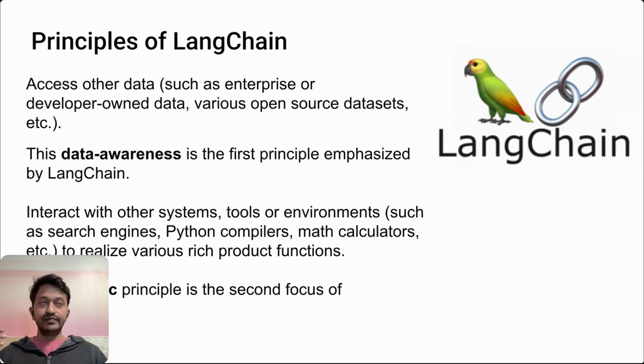Whenever we are building AI or any data application or any chatbot, it is only as good as your data, right? The responses are as good as the data you feed in. So this data awareness is the first principle of LangChain. And then the second principle is interacting with other systems, tools or environments such as search engines, Python compilers, math calculators, etc., to realize various rich product functions, right? Function calling basically. So this agentic principle is the second focus of LangChain.